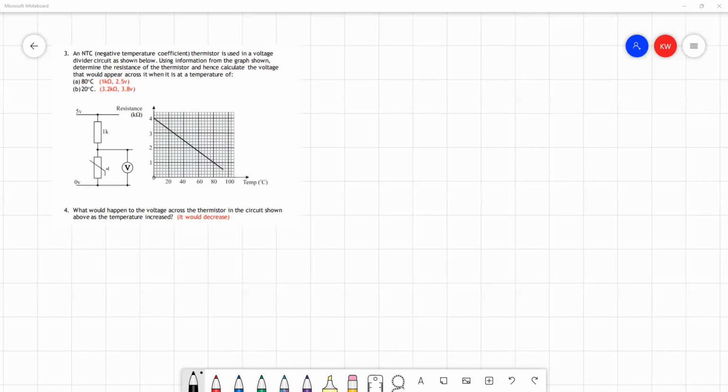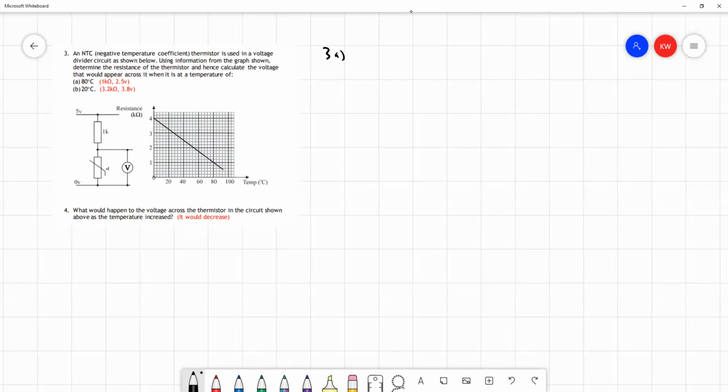So we need to do two things in each part of the question. Read the resistance off our graph, which we'll do shortly, and then use the answer we get for the resistance to calculate the output voltage from our voltage divider arrangement in the circuit that we have here. So let's tackle part A first of all.